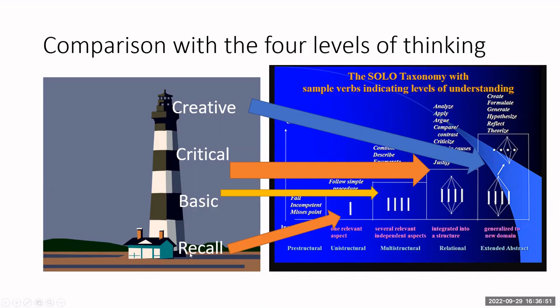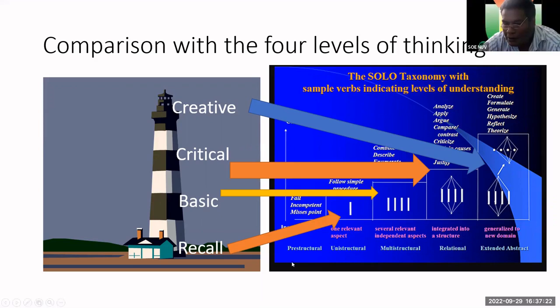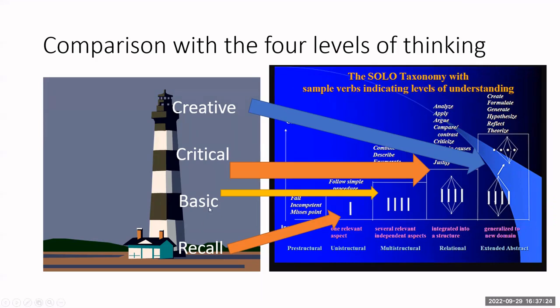Okay, let's look at the 4 basic levels of thinking, that is recall, basic, critical, and creative. Because it's not always the starting point for learners. Starting point, let me use structural. No pre-structural. Learning begins at the pre-structural level. Okay, let's look at the recall, basic, critical, and creative.